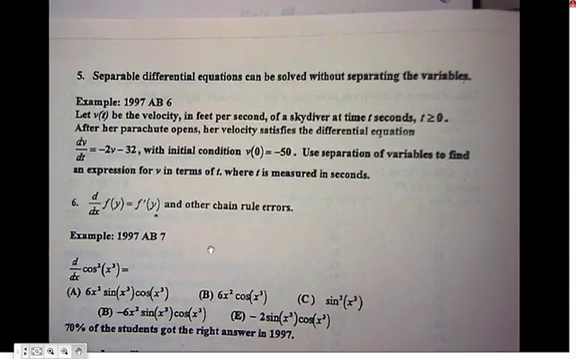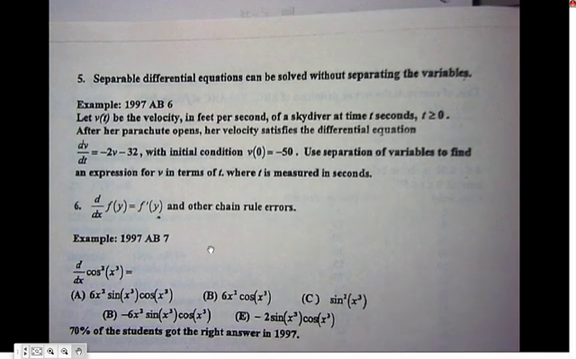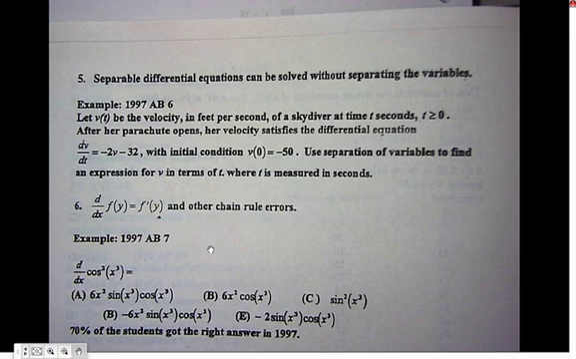All right, what was the error for number 5? Separating differential equations can be solved without separating the variables. Yeah, there are tons of differential equations. The only one that we learned the method to use in AB calculus is by separation of variables, which means get all your x's with your dx and all your y's with your dy. On an AP free response question, if you don't separate variables, if it's 6 points, you miss all 6 because you can't do anything if you don't do that first, okay?